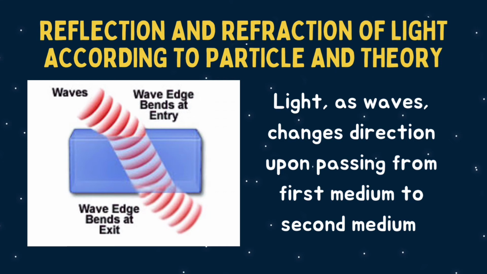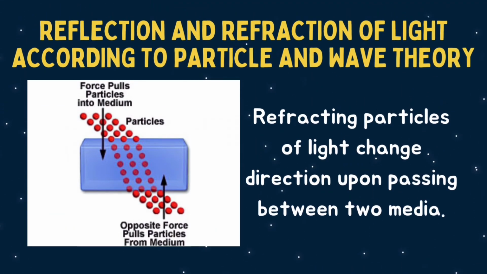Light as a wave changes direction upon passing from the first medium to the second medium. Refraction is the bending of the path of a light wave as it passes from one medium into a second medium. The refraction occurs at the boundary and it is caused by a change in the speed of the light wave upon crossing the boundary.